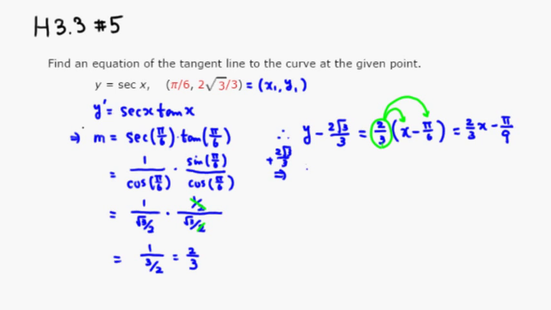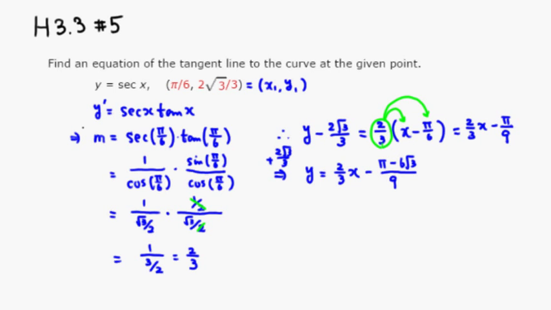Then you get y is equal to 2/3 x minus pi over 9 plus 2 square root of 3 over 3. So maybe I can write pi plus, with a common denominator, it's going to be 6 square root of 3 over 9. Oh, actually, that's not right. It's going to be a negative sign there, since this is going to be negative.